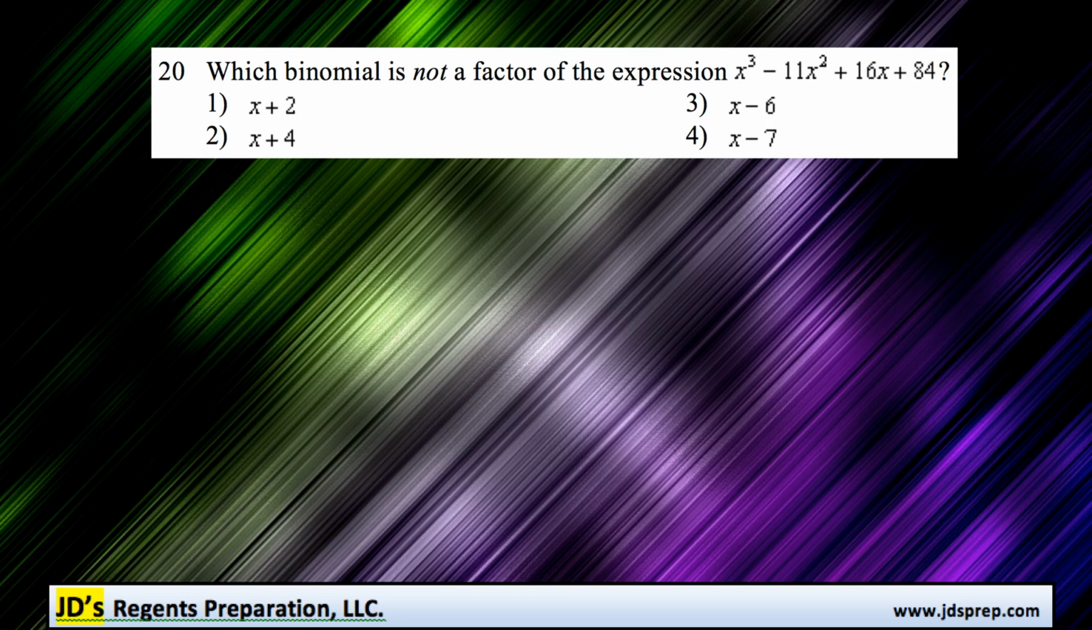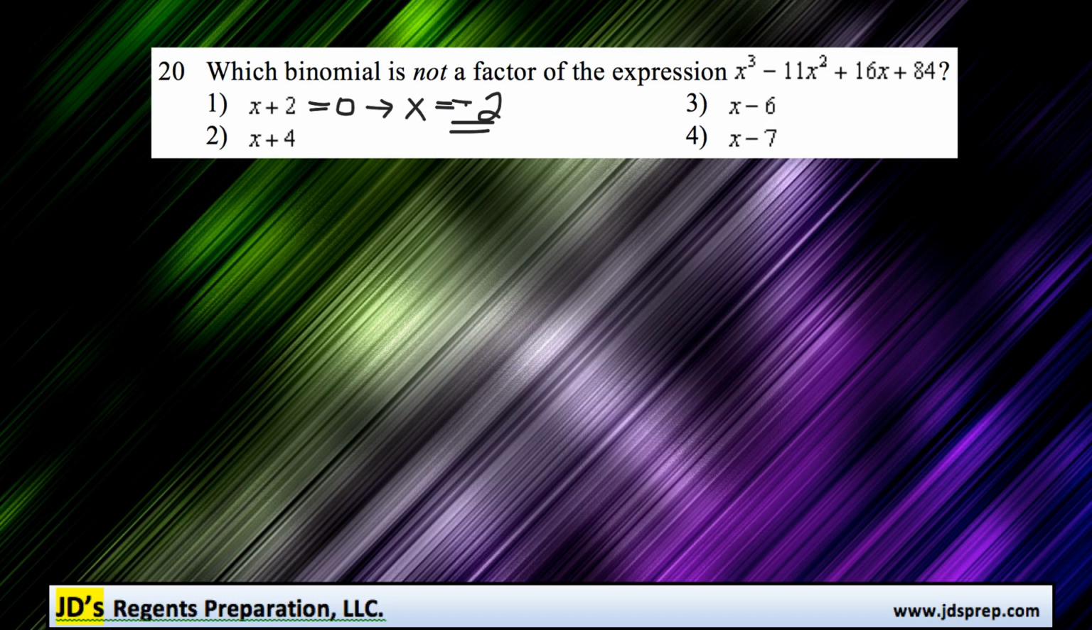Now, if a binomial is a factor of this expression, that would mean that if the binomial was set equal to 0, for example, if x plus 2 equals 0, which would mean that x is equal to negative 2, that would represent a root or a 0 of the expression. Meaning, if we were to replace x with that number, negative 2, and solve the expression, we should get a solution of 0. So let's test it out.